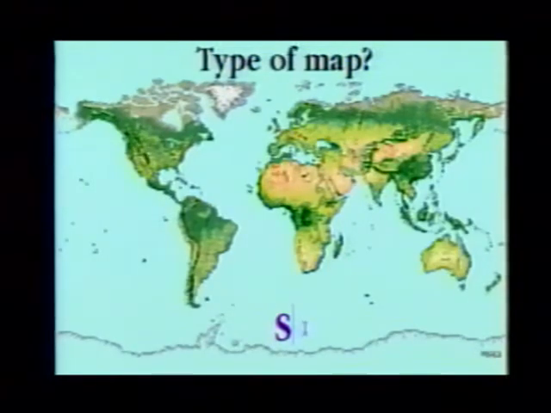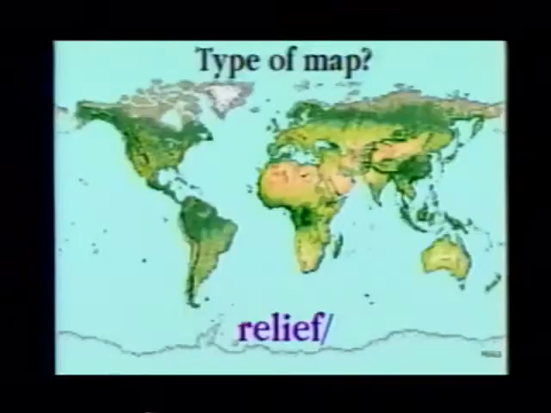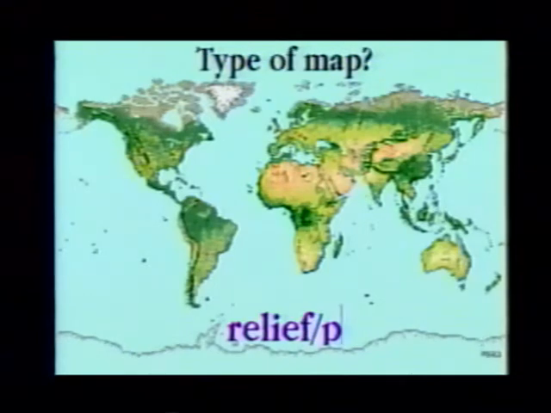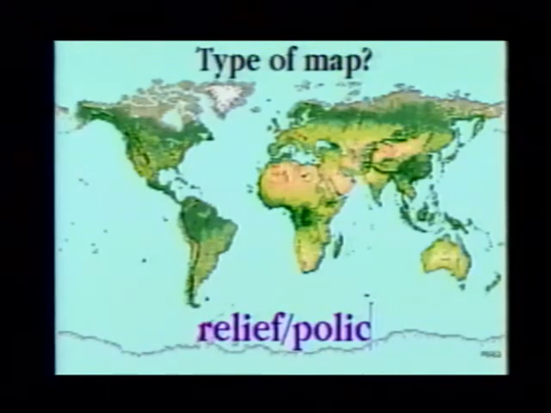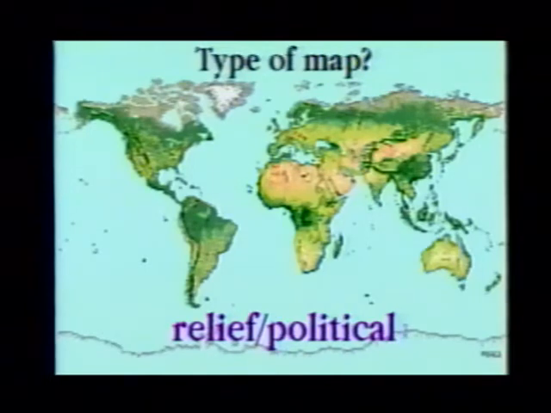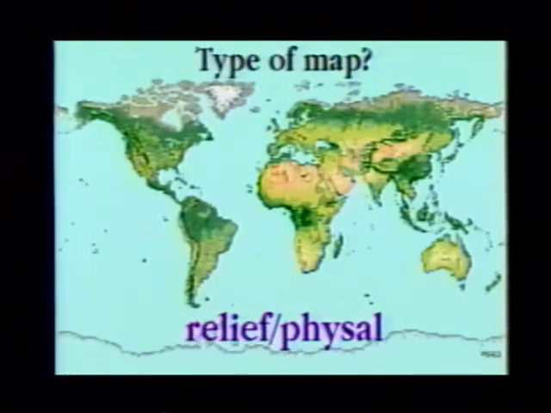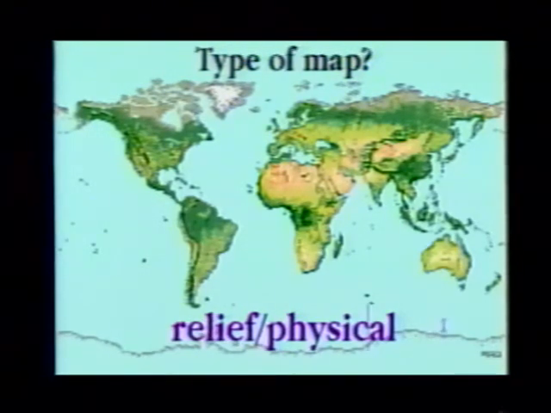Now, let's see here. What type of map might that be there? Relief? What was one of our other words that you were talking about earlier? Political? Does that show us the borders of the countries here? No. What was the other word we used for that kind of map? Physical. Yeah. Now, why would you say that's a physical map?